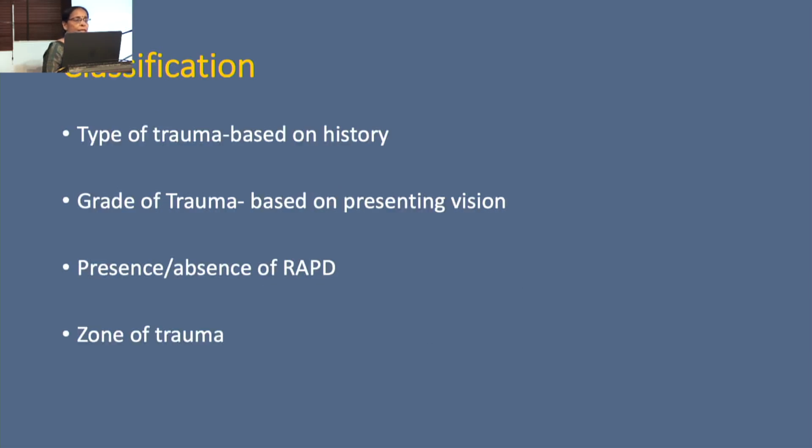Then you need to classify. Now trauma, mechanical trauma especially, is now classified so that we know what the prognosis is. And the classification is based on this: the type of trauma, grade of trauma, RAPD presence or absence, and zone of trauma. So the type of trauma is based on history, so we need a proper history. Grade of trauma is based on his presenting vision, because that is the prognosis. The presence or absence of RAPD gives you the trauma score. And the zone of trauma tells you whether it is a dangerous area.